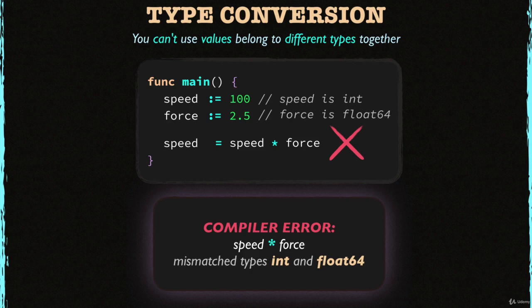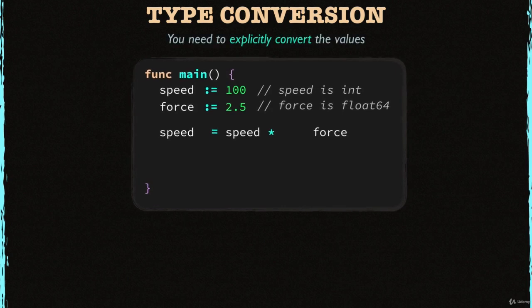I have talked enough about the problem. Let's talk about the solution now. Let's check it out. To solve the previous problem, I need to convert one of these variables. So, which one of these variables should I convert first? Should I convert the speed variable into a float64? Or should I convert the force variable into an int? For now, let's convert the force variable to an int type, like this.